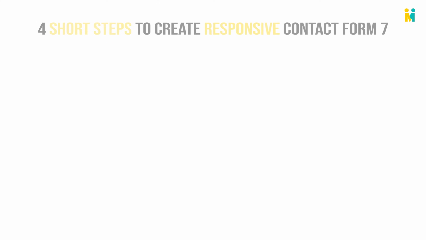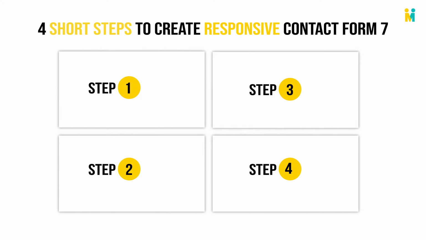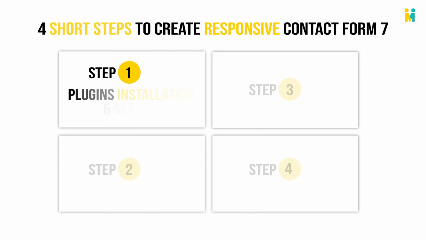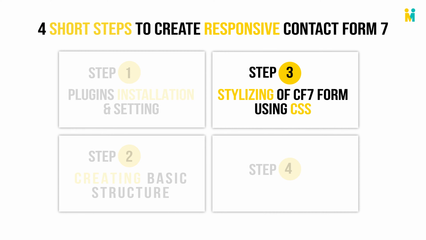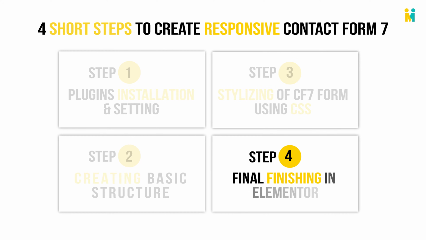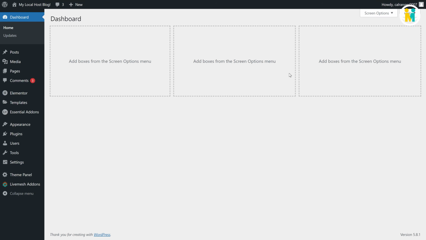We are going to create our contact form in just 4 steps. Step 1. Plugins installation and setting. Step 2. Creating a basic structure of the contact form using HTML. Step 3. Stylizing our contact form using CSS. Step 4. Final finishing in Elementor. So without any further ado, let's get started.